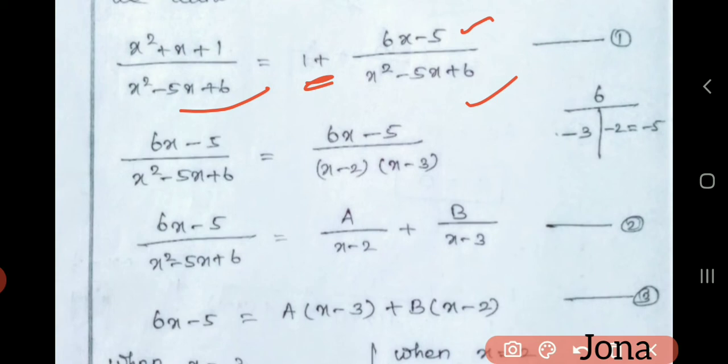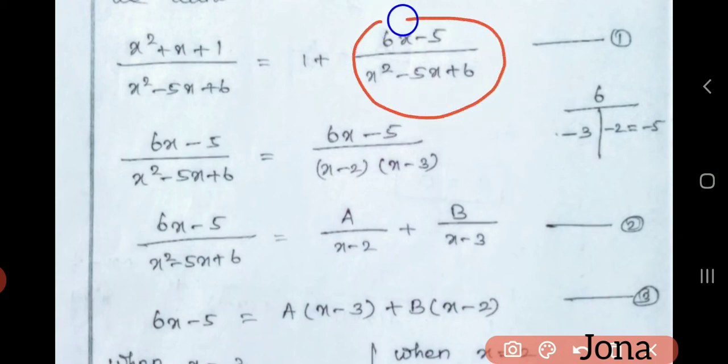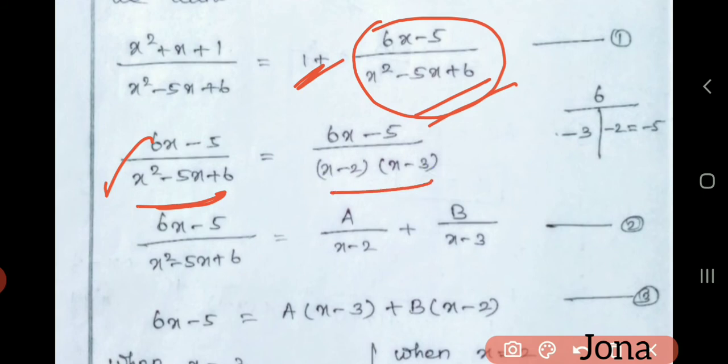Okay, now I want to find the partial fraction for this portion, because for this one no need to find anything, just keep it as it is. Now I want to take this to find the partial fraction. Let me take this 6x minus 5 by x squared minus 5x plus 6. For this x squared minus 5x plus 6 the factors are x minus 2 and x minus 3, and then I want to split this as the partial fraction here.